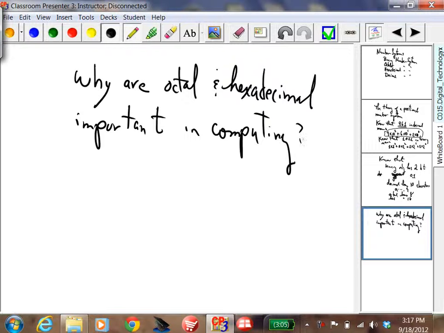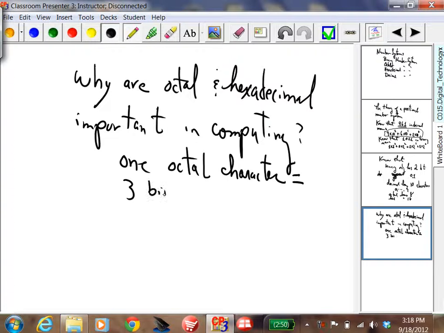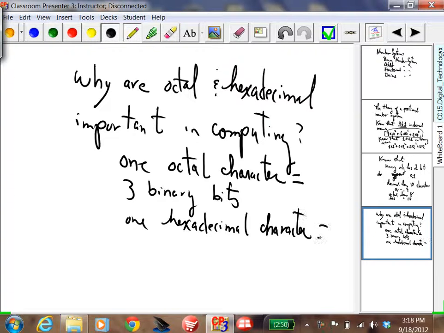Well, they're important because of their relationship to binary. One octal character is equal to 3 binary bits. One hexadecimal character is equal to 4 binary bits.